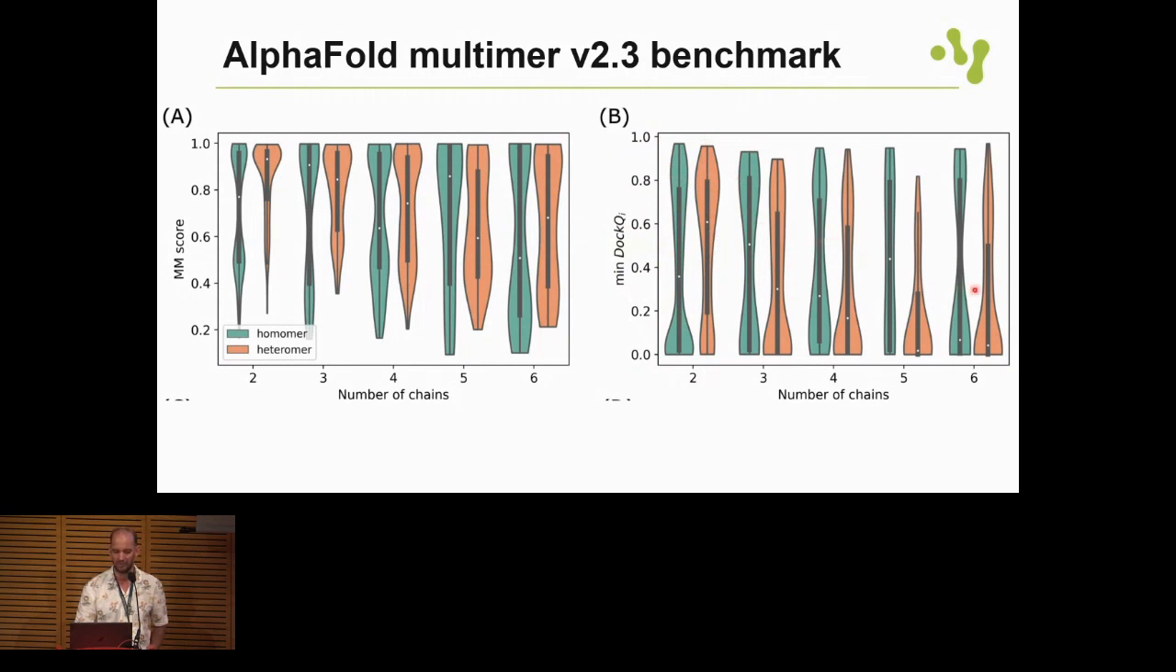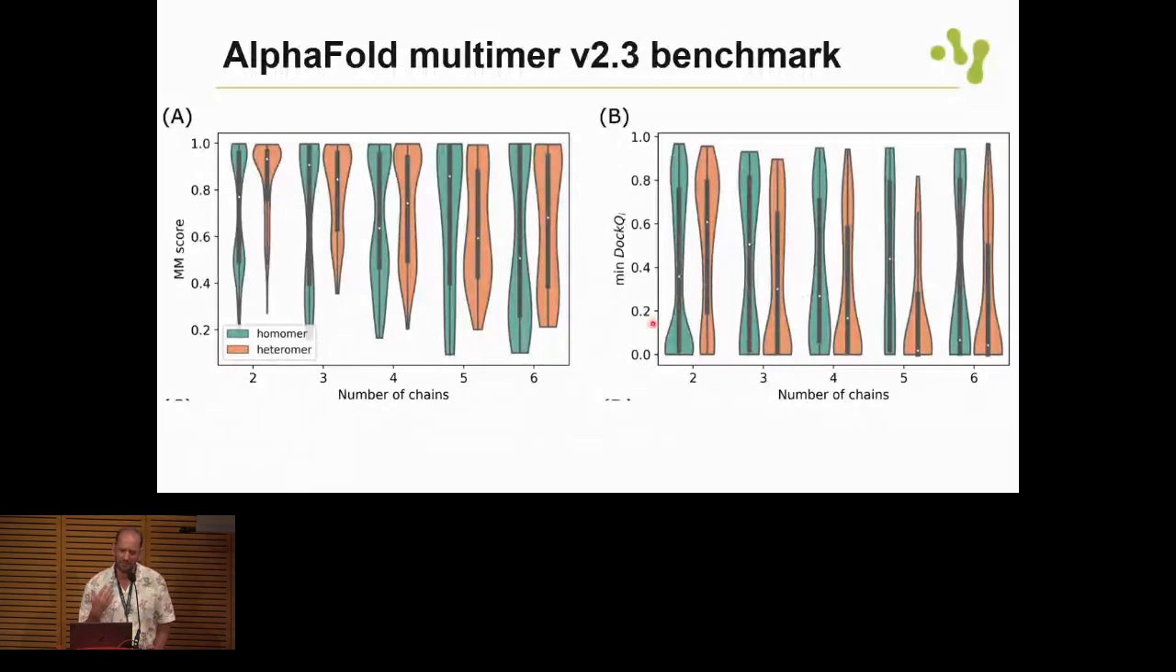So if you go up to 5-6 chains, it drops down to like 20-30% correct models. Or I think it's 40% or something like that. For homomers, it's a bit higher. It's like 50-50, because the cutoff is 0.2 here. So you see, it drops for bigger proteins. It gets harder here, clearly. But it's still quite impressive.